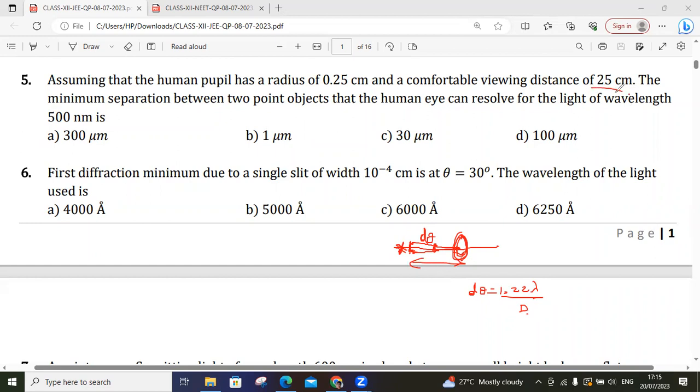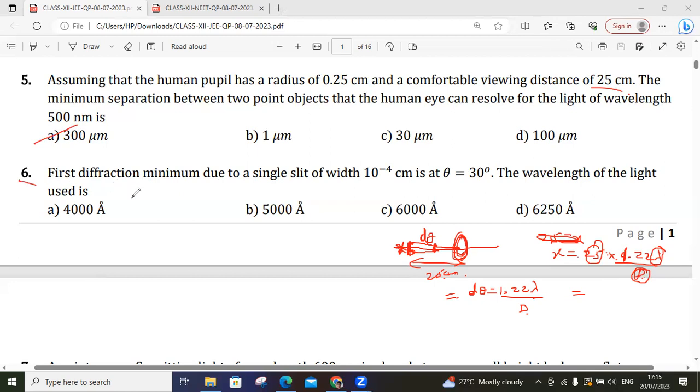The comfortable viewing distance is 25 centimeter. So now L is equal to, sorry, this is L actually for this arc. If you approximate it to R, L is equal to R, 25 centimeter into theta. Theta is 1.22 lambda by d. So this is in centimeter, and this will also come in centimeter. Centimeter cancel. So this is nanometer. Accordingly you see the units also. So you will get 30 micrometer from that.